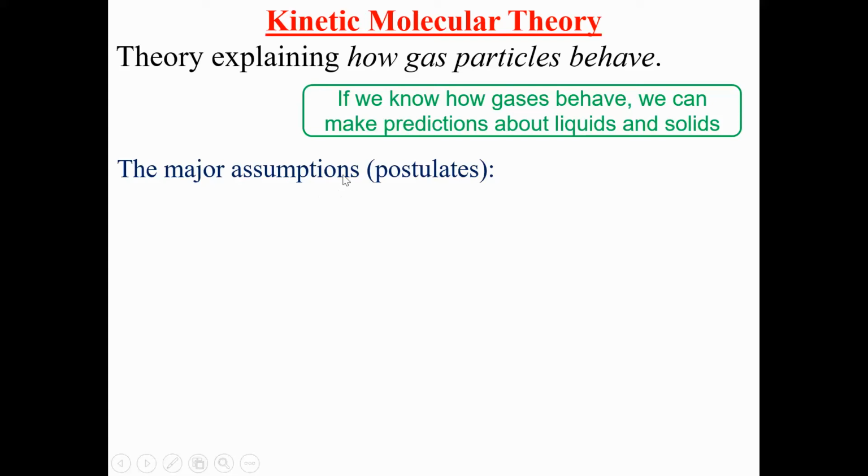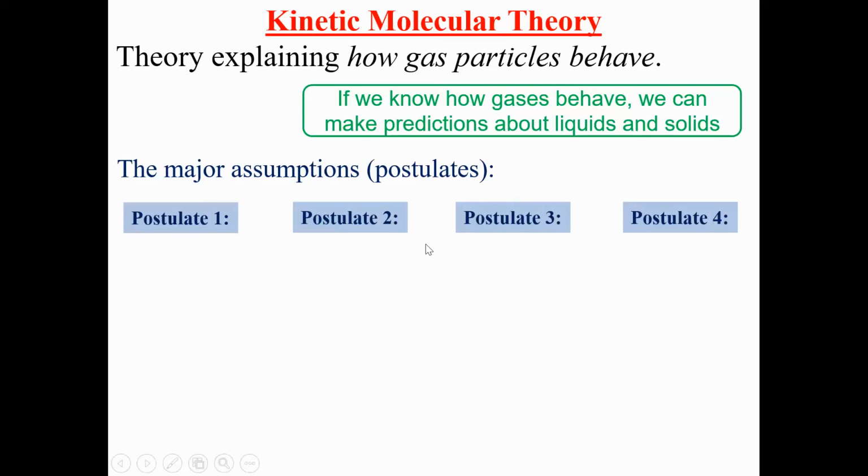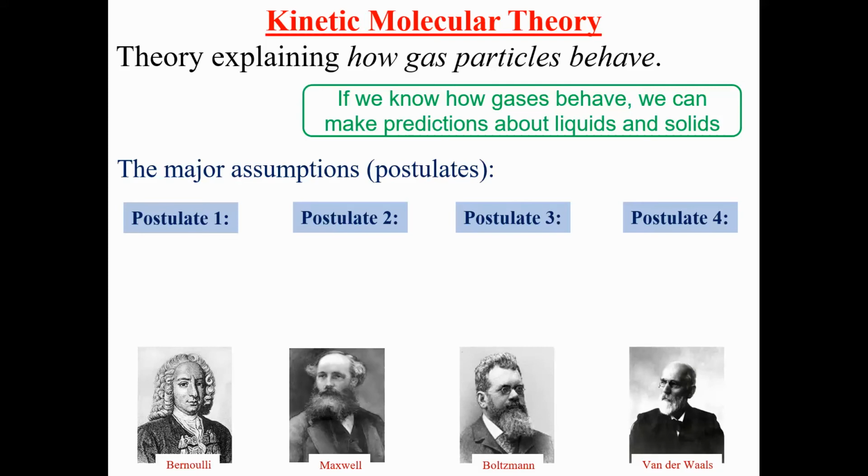The major assumptions or postulates are as follows, and these are really the core of kinetic molecular theory. So I invite you to write these down, or just make note of these in your booklet or wherever you're taking notes, because these are important. We have 4 of them. Here are some historic scientists. You don't have to actually remember who these people are. I'm not going to test you on that, but it's interesting to see some fancy and famous names.